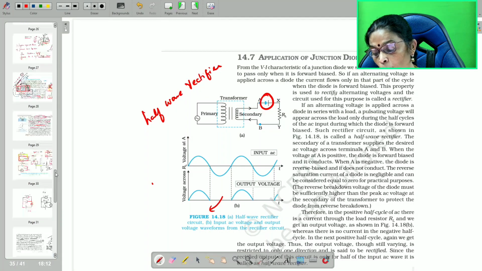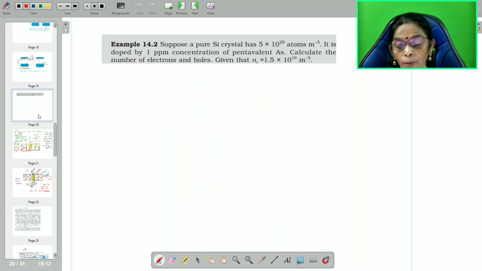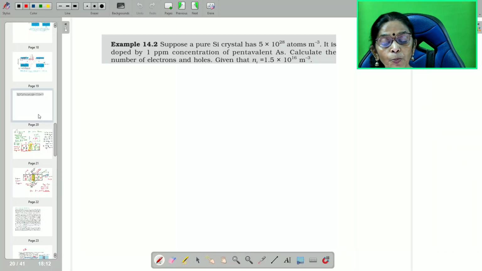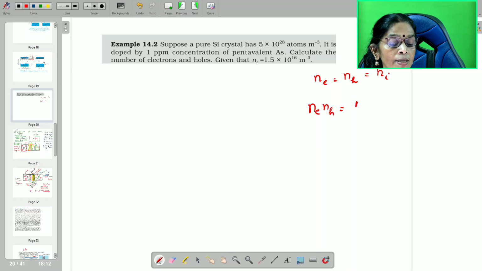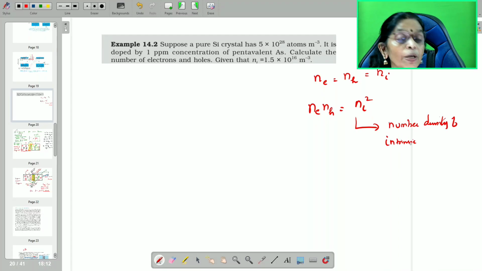And here there is one problem. Suppose a pure silicon crystal. We know that the number of intrinsic charge carriers, the number of electrons and holes, is equal to Ni. Therefore, Ne into Nh can be called Ni square. Ni is nothing but the number density of intrinsic charge carriers in a pure semiconductor.